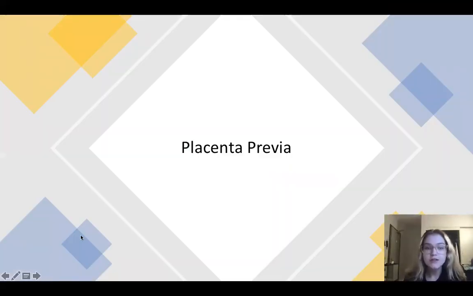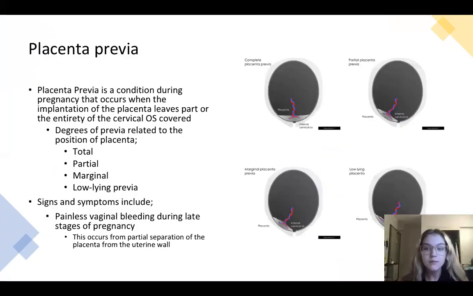The other pathology we're going to be talking about today is placenta previa. Placenta previa is when the placenta implants in a position that covers parts or all of the cervical opening. There are 4 defined degrees of previa depending on the location of the placenta. There's total or complete, which covers the entire opening, partial, marginal, or low-lying, which only covers parts.